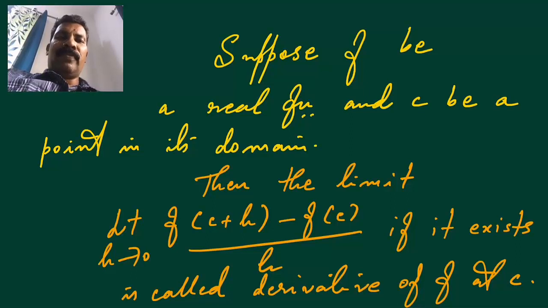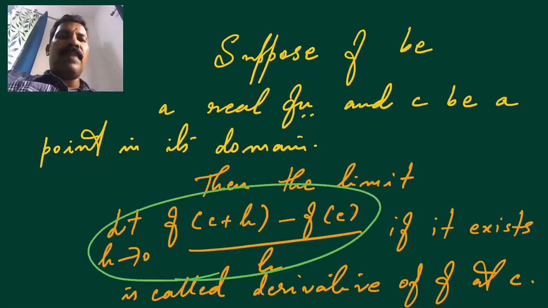Suppose f is a real function and c is a point in its domain. Then the limit of (f(c+h) - f(c))/h as h tends to 0, if it exists, and by exists we mean exists as a finite number, is what is called the derivative of f at c. If this limit doesn't exist, we say that the function is not differentiable at that point c.